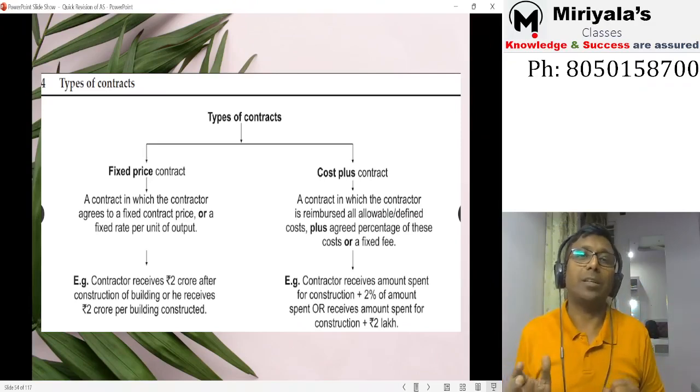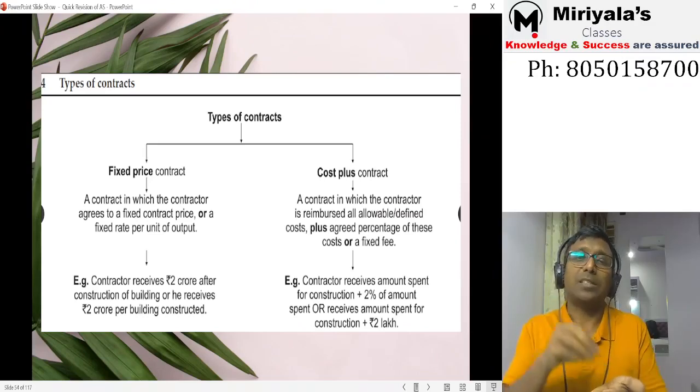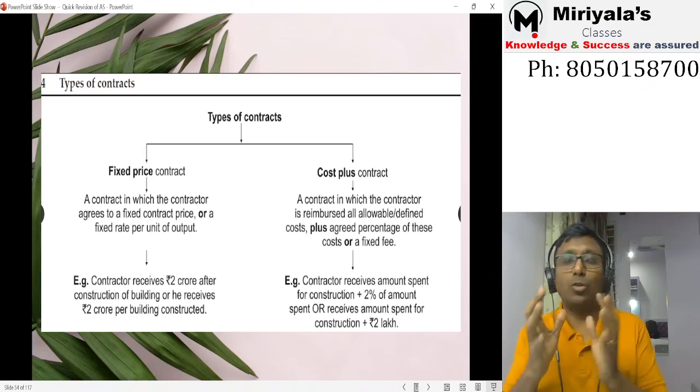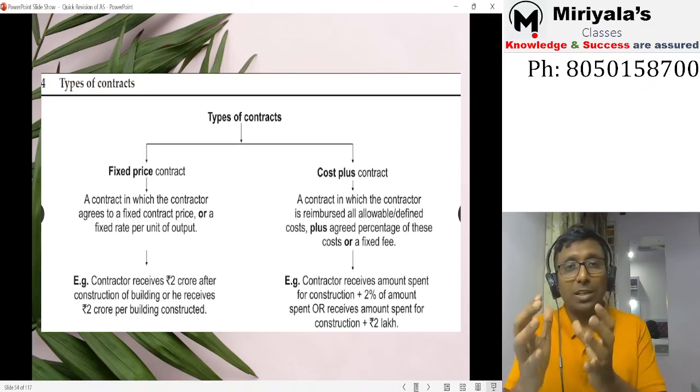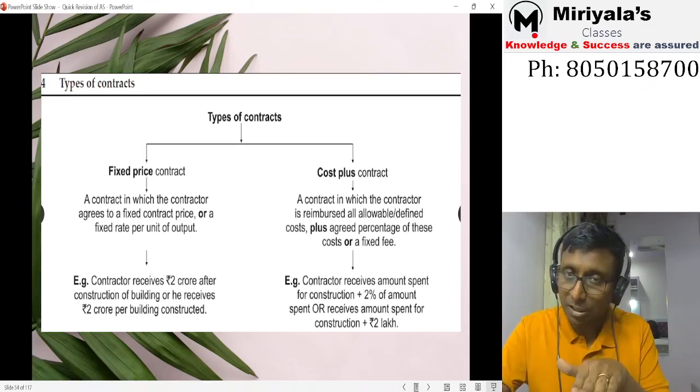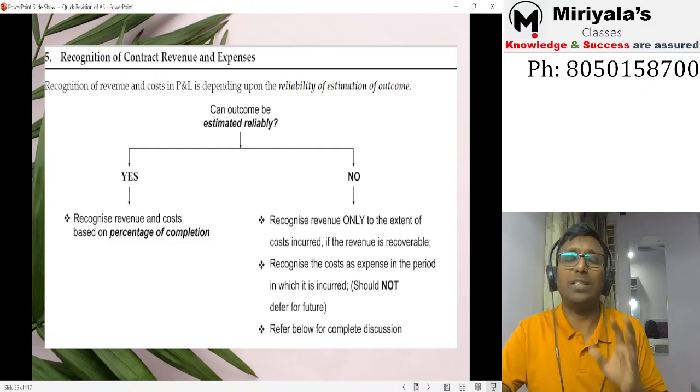Cost plus contract: whatever the reimbursable cost total is will be taken, plus 10% will be added. That is the total amount of revenue. So that is cost plus contract. In this case also, when to record the revenue is going to be discussed.